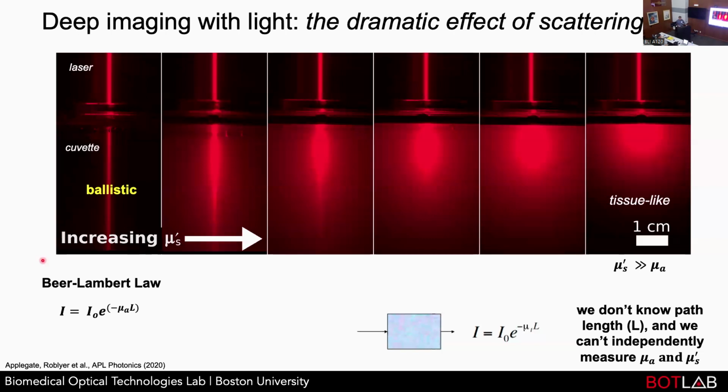But tissue is much more like this. An essential challenge is that we can't really know the path length very easily. The path length of these photons is going to be circuitous as it makes it from one side to the other because of scattering. And there's a challenge in disentangling absorption from scattering, which is why we have a number of different modalities in diffuse optics that allow us to do that.